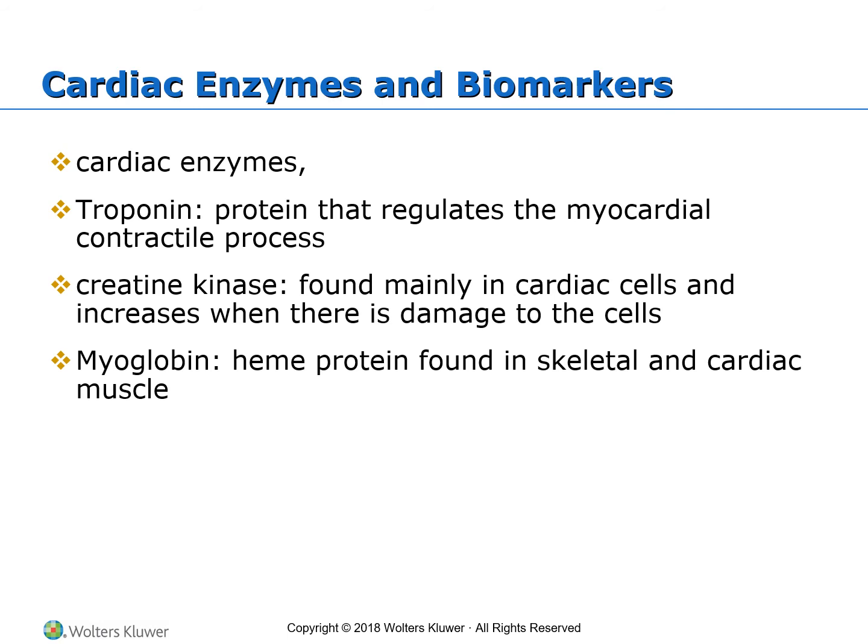Your CK is your creatine kinase, and there are 3 types of isoenzymes. You have your CKMM, which is skeletal, your CKMB, which is heart, and your CKBB. So you will most likely be getting a CKMB because that's going to look at heart muscle isoenzymes.